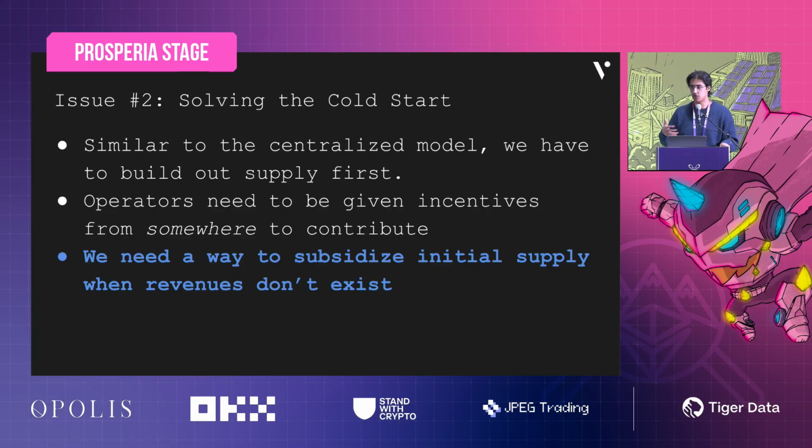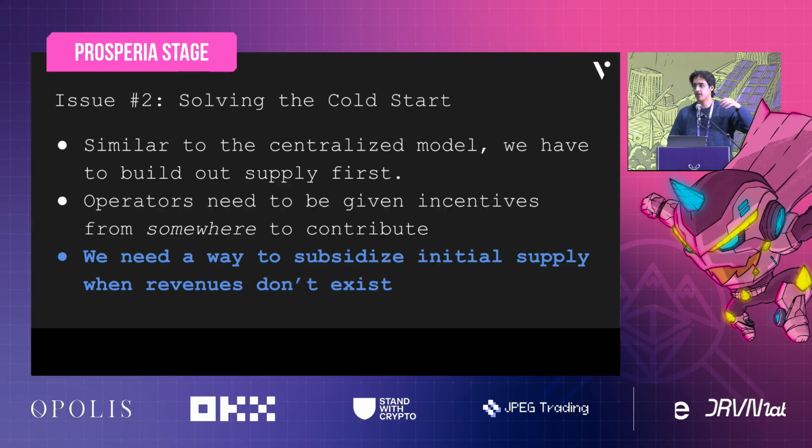So this is something that we need to figure out. We need to subsidize initial supply when there's no money coming into the network yet so that we can stand up an actual infrastructure network. This is also something that people just thought that tokens would solve. And we've kind of seen it doesn't do that, for, I think, somewhat obvious reasons in hindsight.